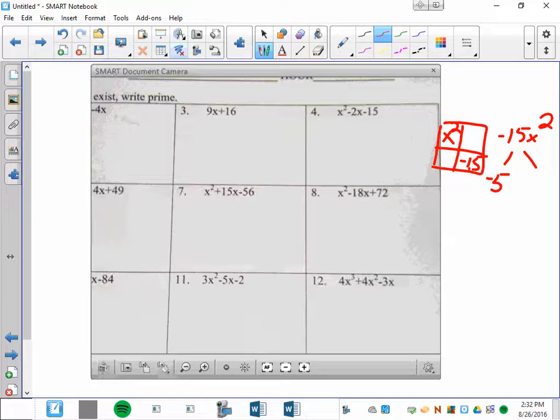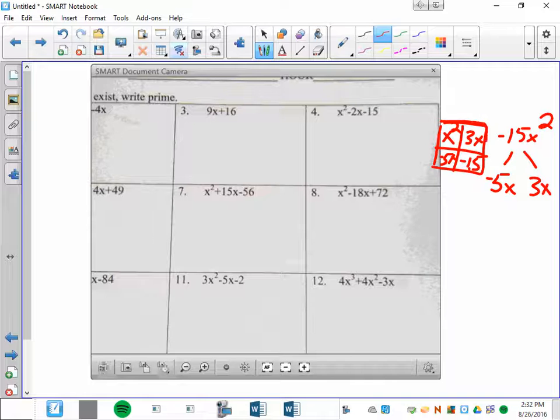Negative 5x and 3x. Those add up to be negative 2x. So negative 5x and 3x multiplied together make negative 15x squared. But added together, they make negative 2x. So those two factors go in the remaining two boxes. Does it matter where you put them? No. So 3x, negative 5x.